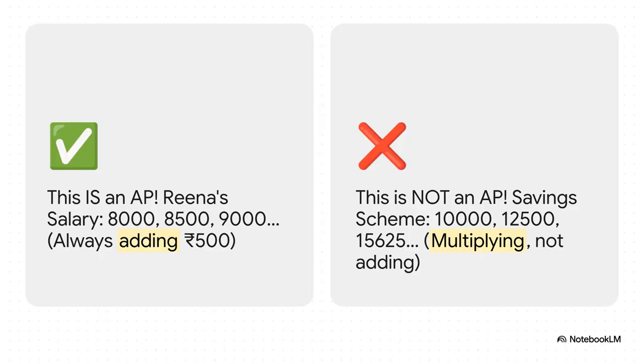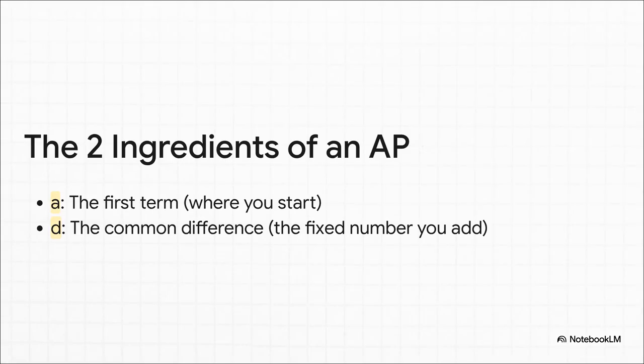Okay, this is very important. Look here. Reena's salary, 8,000, 8,500, 9,000. You're always adding 500 rupees. That is an AP. But look at the saving scheme, 10,000, 12,500, 15,625. Here, you're multiplying, not adding. So this is not an AP. The key is that the difference between the numbers must be constant. So to understand any AP in the whole world, you only need to know these two magic ingredients. First A, which is the first term where you start. And second, D, the common difference. That's the fixed number you keep on adding.